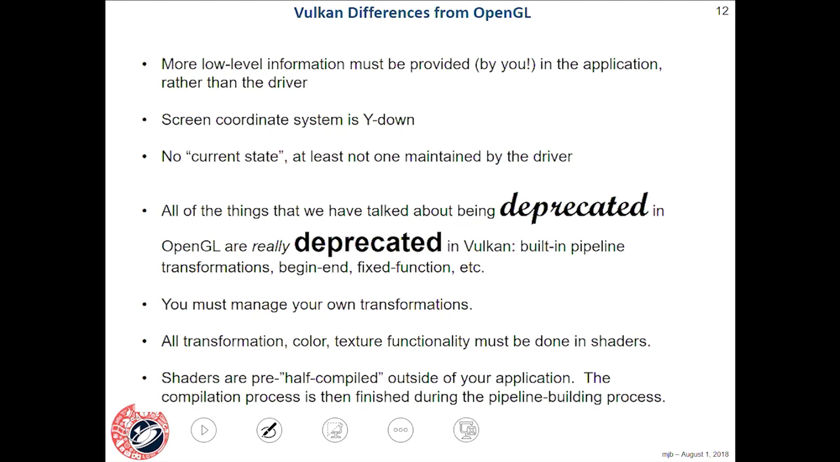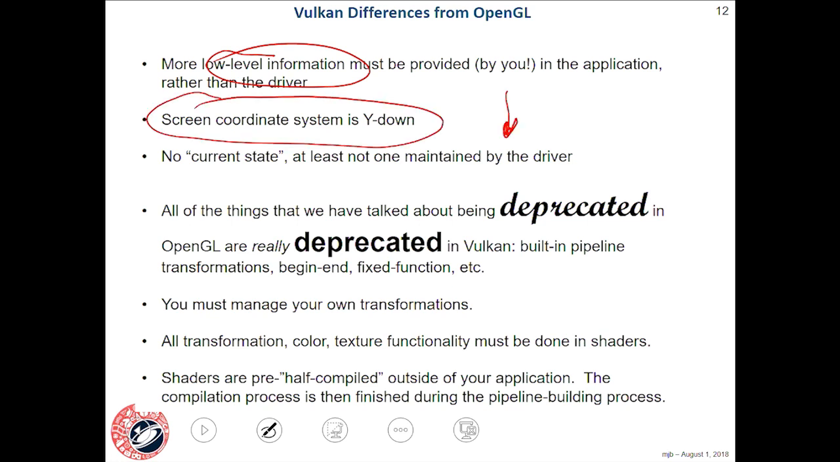All right, Vulkan differences. I'm assuming everyone who's here knows something about OpenGL, and most of you have probably been using it for decades. So let's talk about some differences. Again, most low-level information needs to be supplied by you, and we'll see how that happens. The screen coordinate system is Y facing down. I'm not sure why. I'll show you why we care and how you just get around it in your application unless you really want to take advantage of it.